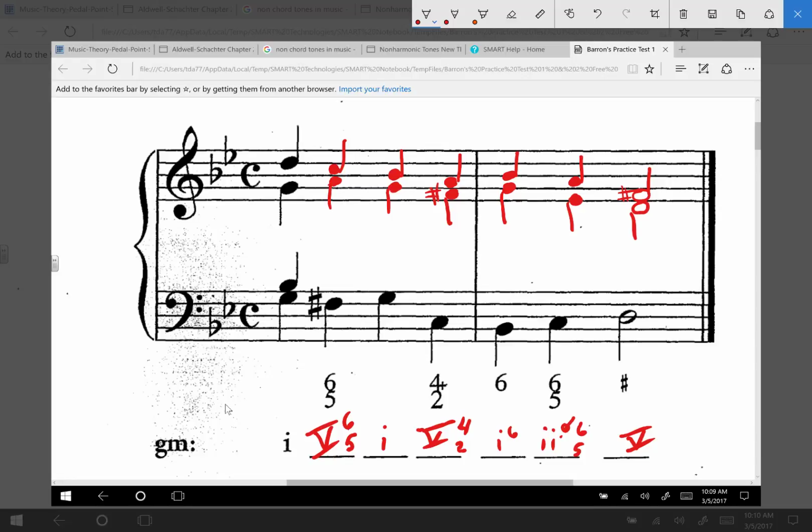Next is my tenor voice. Tenors are going up. Tenors will stay. Common tones can be kept, like so. I can have that leap of a fourth. And then stems up for tenors. And that's what I came up with for my response.